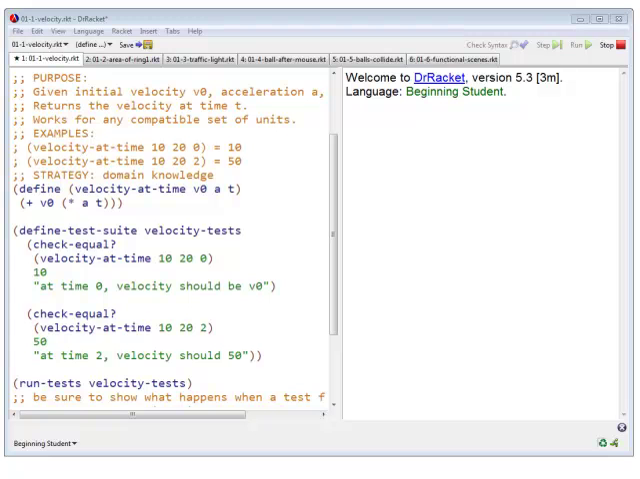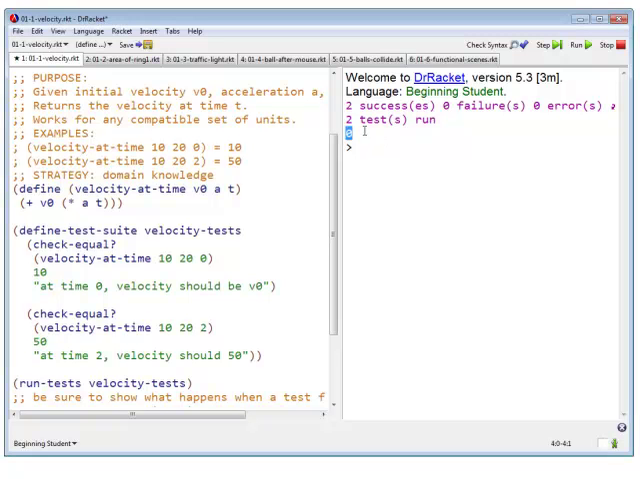And after a pause, while my poor overloaded laptop here does its thing, it says, okay, good. Two successes, no failures, no errors, two tests run. This zero, by the way, is the number of failures.